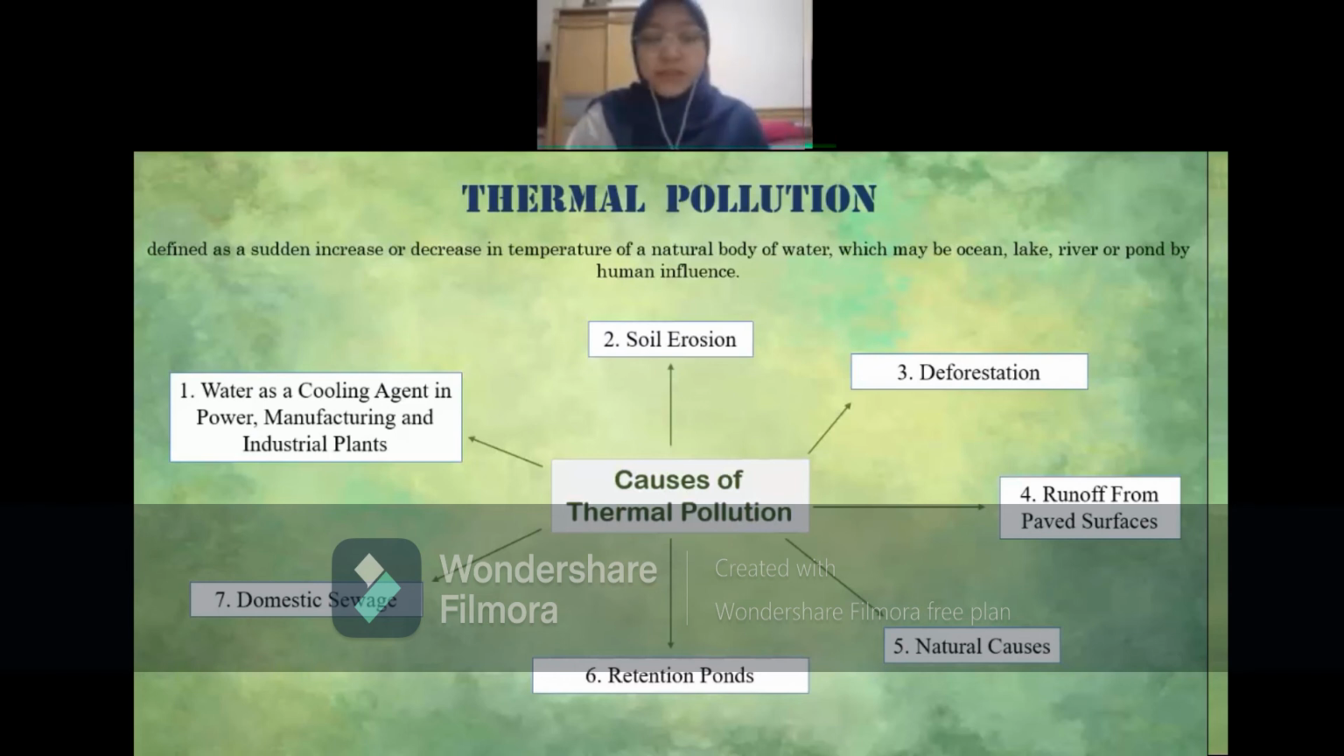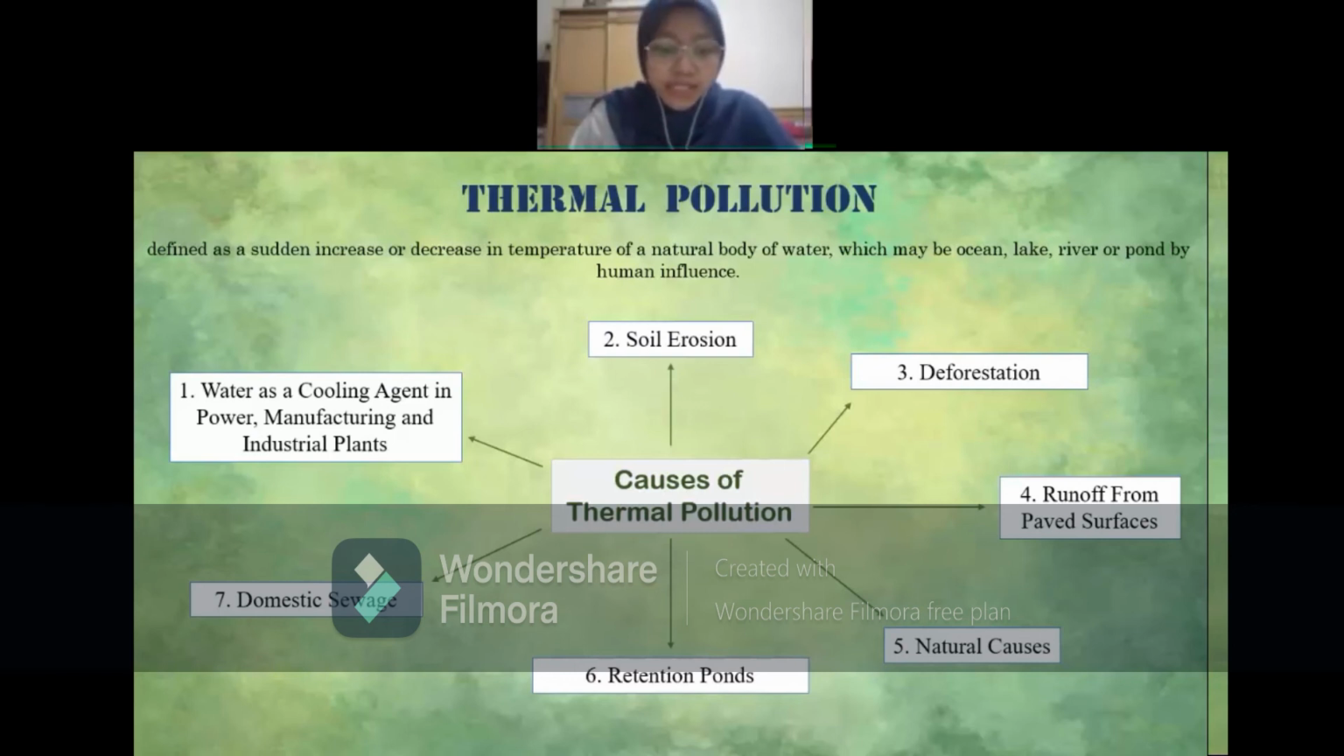The fifth one is natural causes. Natural causes like volcanoes, geothermal vents, and hot springs under the ocean and sea can trigger warm lava to raise the temperature of water bodies. Lightning can also introduce a massive amount of heat into the ocean.